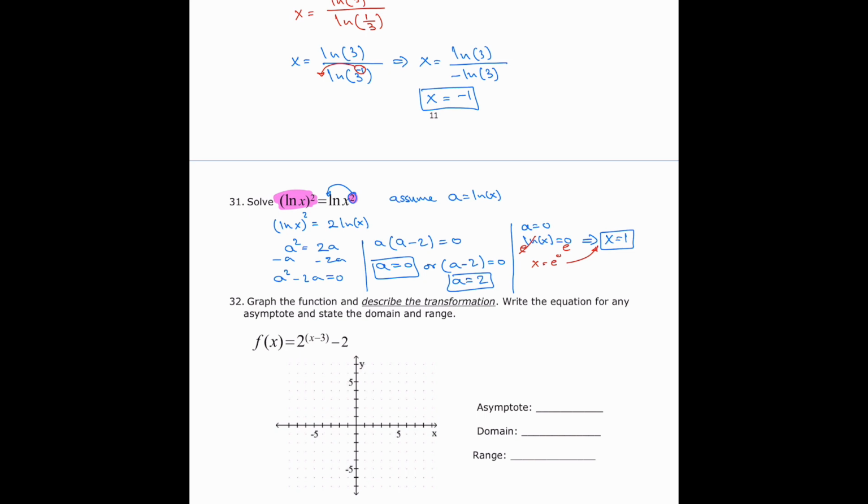The other option is a equals 2. In other words, ln of x equals 2. And if you take e to both sides, you will end up with x is equal to e to the second power. So that is how you're going to answer that specific question.